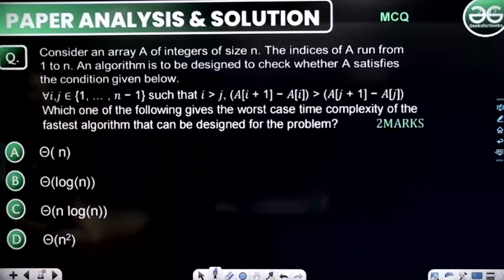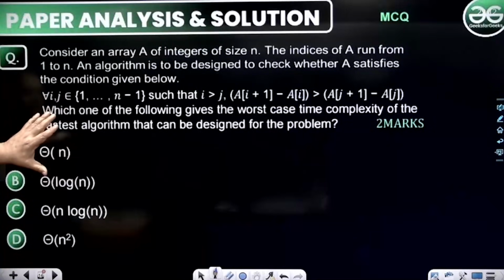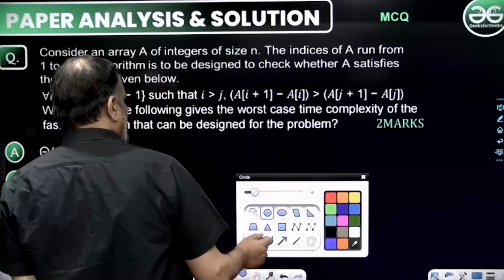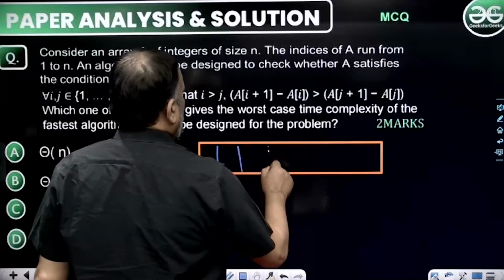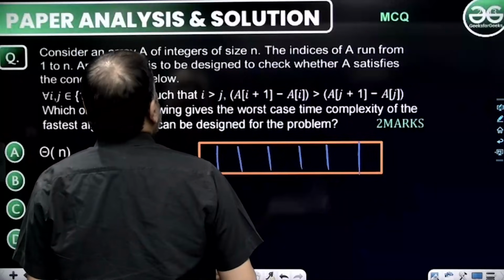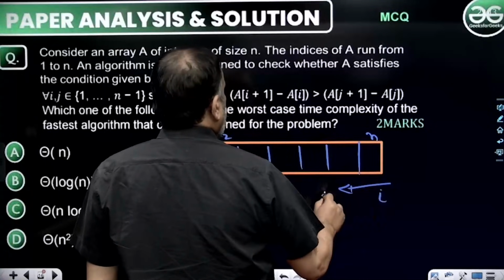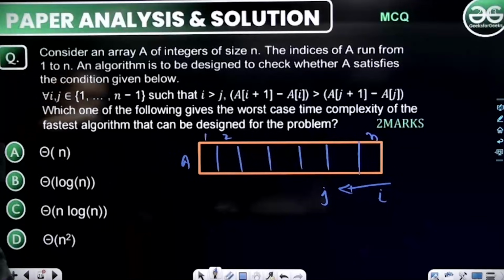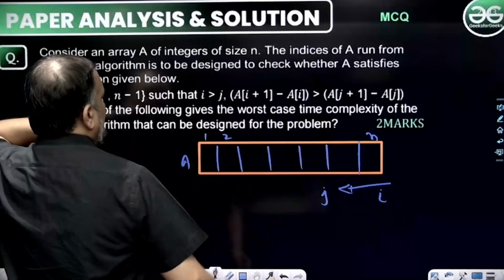Consider an array of integers of size n. The indices of A run from 1 to n. An algorithm is designed to check whether A satisfies this condition. For all i, j in the list 1 to n minus 1, for i greater than j, this condition should be true. Like we have an array A, and these are some n elements, 1, 2 up to n. I will be here, j will be here. That means the difference of the elements i and i plus 1 should be greater than the difference of the elements j and j plus 1.